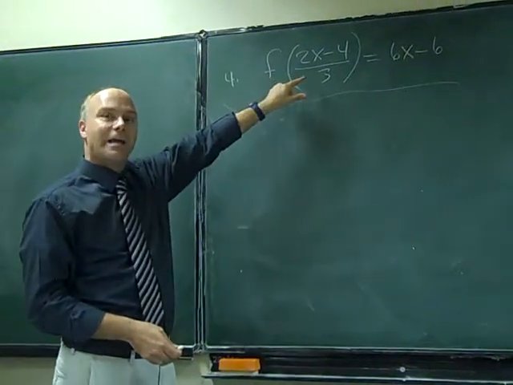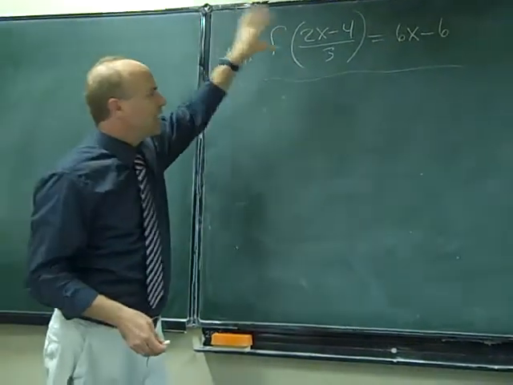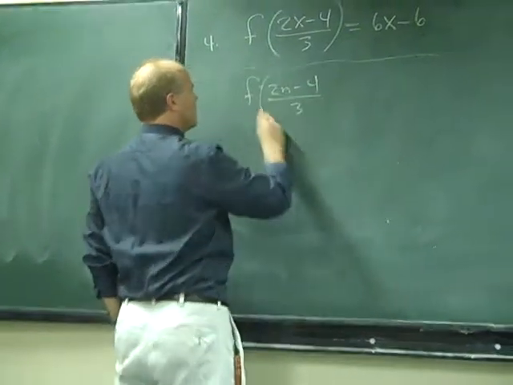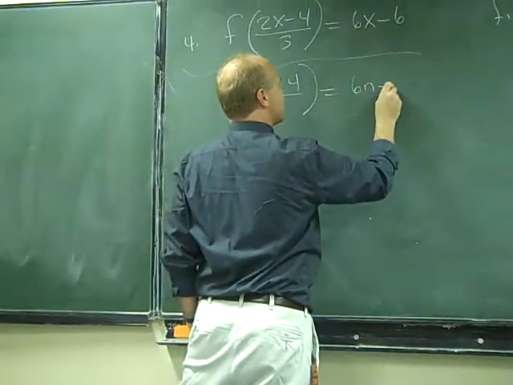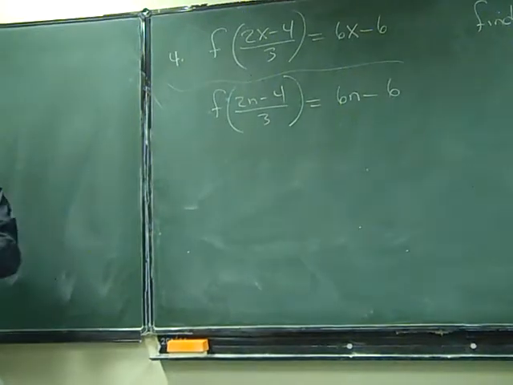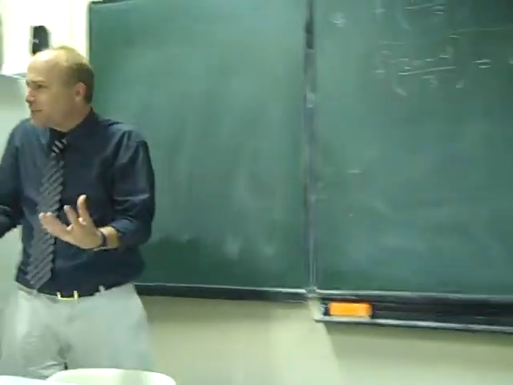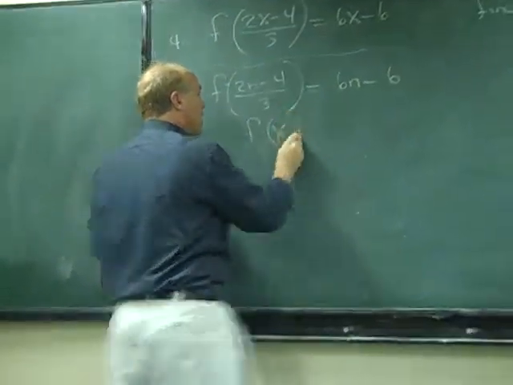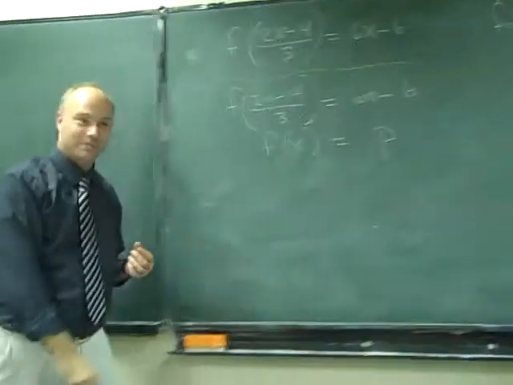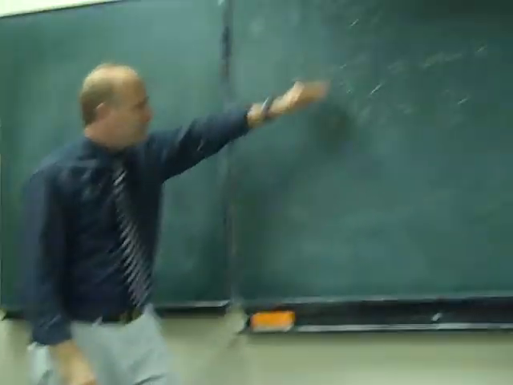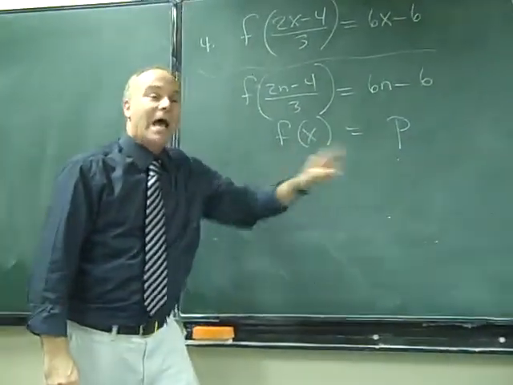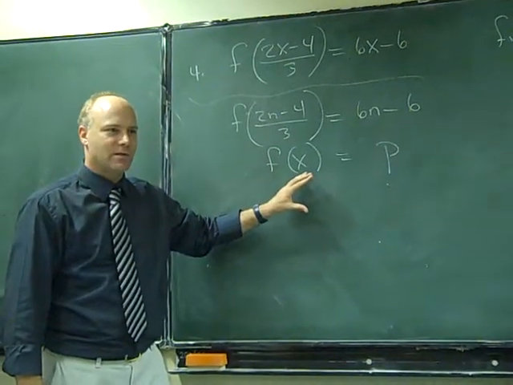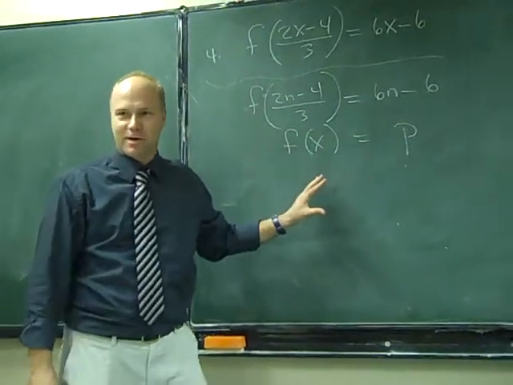I use the variable n and I write this statement. F of (2n minus 4) over 3 is 6n minus 6. Now, since what I'm after is f of x, I want the simple rule. What's f of x? I say, I don't know what f of x is. I call that p. You see? This is where I equate inputs and I equate outputs. And I must use 3 variables, or I'm in trouble. I will get the wrong answer. You must use 3 variables.